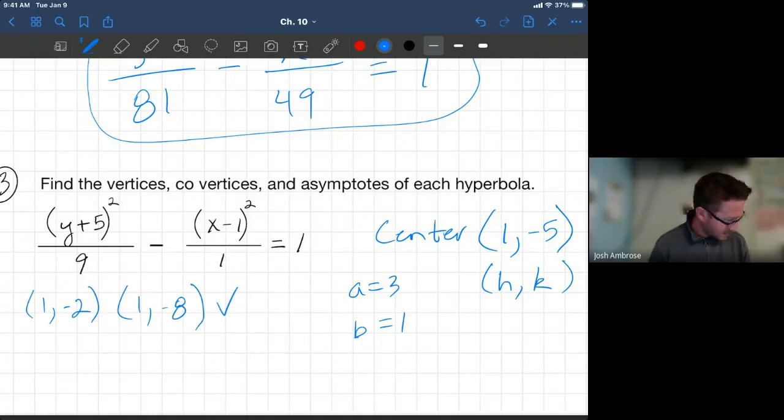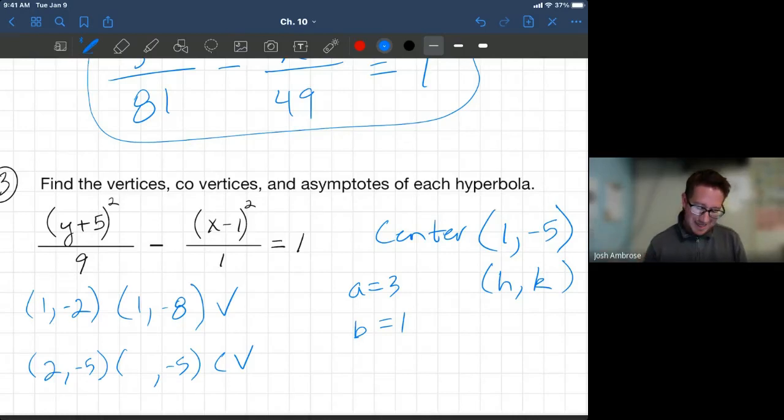Okay, the next thing that we have to calculate is the co-vertices. And again, I'm just using that chart for standard form where the center is not at 0, 0. So the y value for the co-vertices is just sticking with the y value that we had in the center. All right, and now we're looking at h plus b. So h is 1, b is 1. We get 2. Now we're looking at h minus b, and that's going to be 1 minus 1, giving us 0. And that would be our co-vertices.